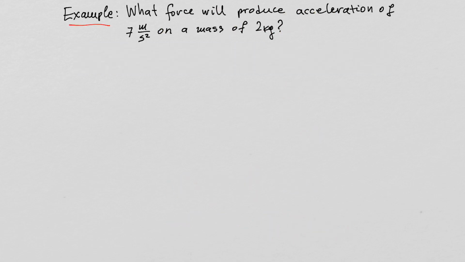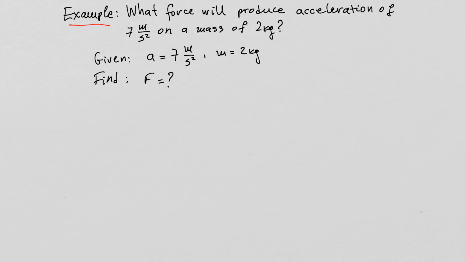So let's look at one example calculation using the second law formula. What force will produce acceleration of 7 meters per second squared on a mass of 2 kilograms? So let's make a list of what we know and what we're looking for. So we know that the acceleration, A, is 7 meters per second squared.